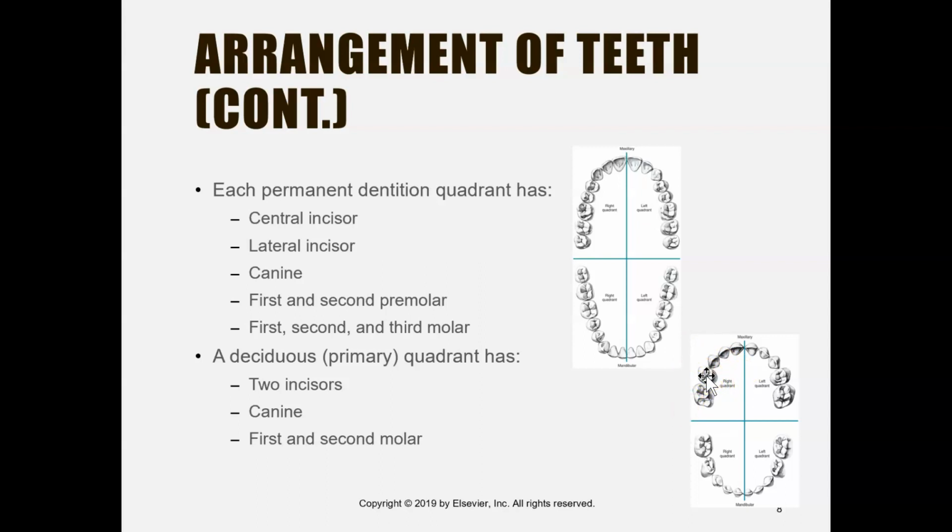Notice that they do not have a premolar. Premolars are only found in adult teeth. In primary, deciduous, or baby teeth, we only have molars. We have molars, no premolars. We have a canine, and we have a central and a lateral incisor in one quadrant. The same thing gets repeated for each quadrant.